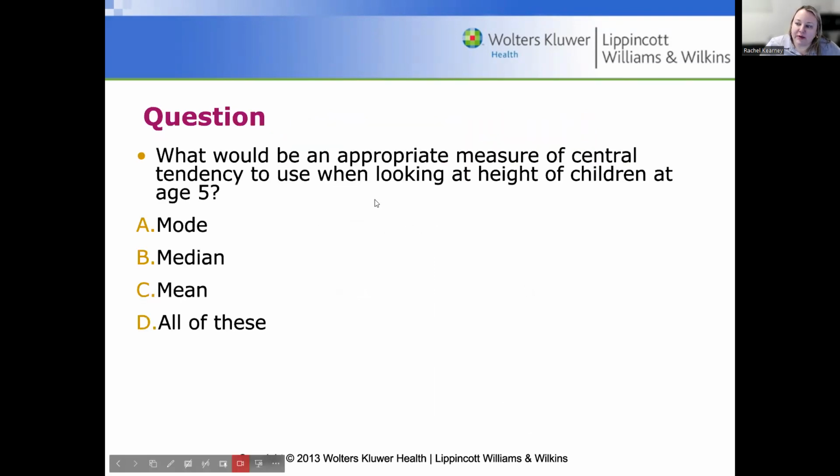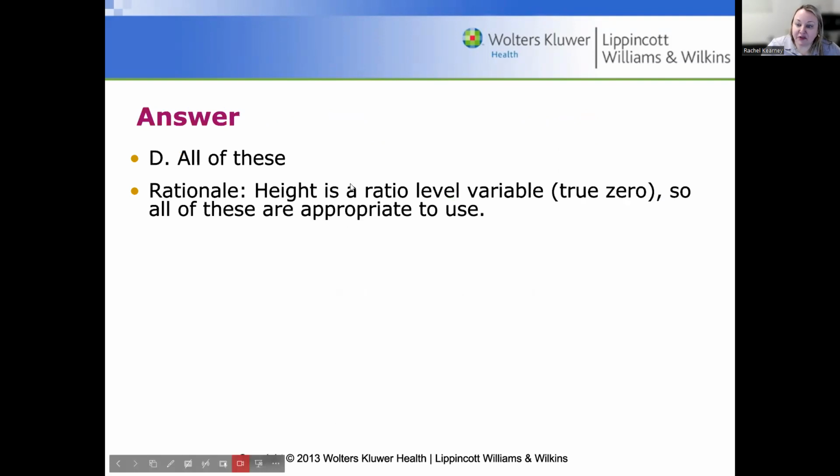What would be an appropriate measure of central tendency to use when looking at the height of children at age 5? Mode, median, mean, or all of these? The answer is D, all of these. Height is a ratio level variable. There's a true zero. So you could use any of those measures, and maybe all of them, when describing height.